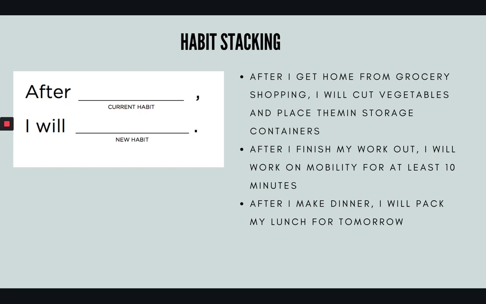Now that's also going to cue you to start cutting up your vegetables so that you've got them ready to go for later. Okay. Another example here, after I finish my workout, I will work on mobility for at least 10 minutes. Okay, so again, good habit paired with another good habit. Let's ride that wave. Once you're already at the gym, spend another 10 minutes there working on your mobility. Okay, last one here, after I make dinner, I will pack my lunch for tomorrow. So making these small promises to yourself, again, you start to build trust within yourself. You're already taking a habit that you do and building another small win on top of that.